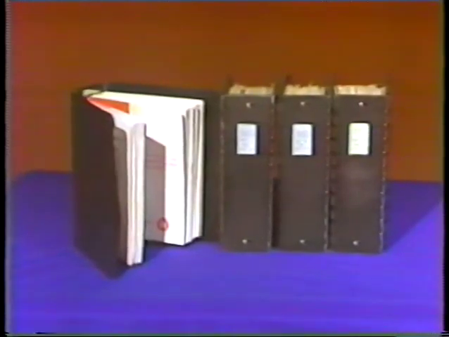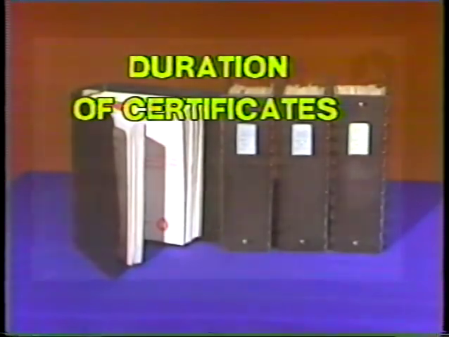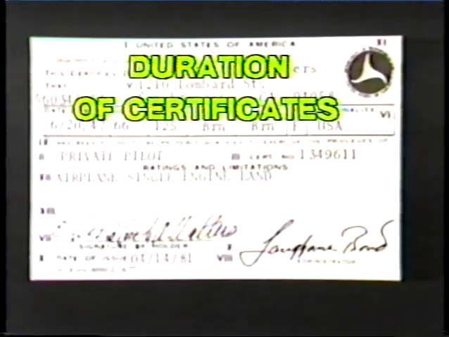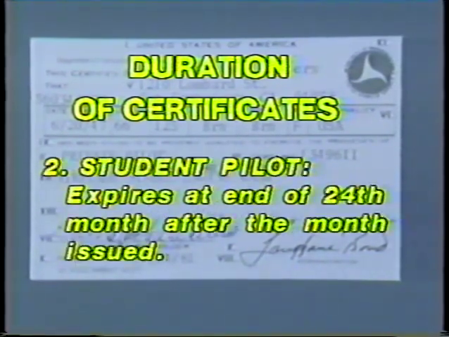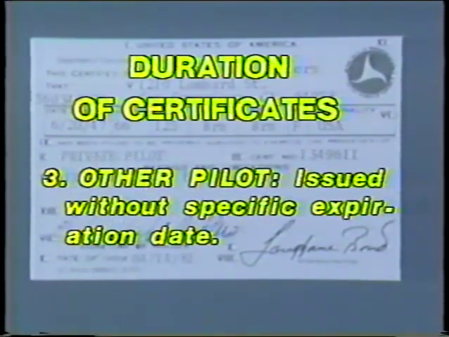Part 61.19 deals with duration of pilot and flight instructor certificates. The holder of a certificate with an expiration date may not, after that date, exercise the privileges of that certificate. Student pilot certificate. A student pilot certificate expires at the end of the 24th month after the month in which it is issued. Other pilot certificates. Any pilot certificate issued under this part is issued without a specific expiration date.